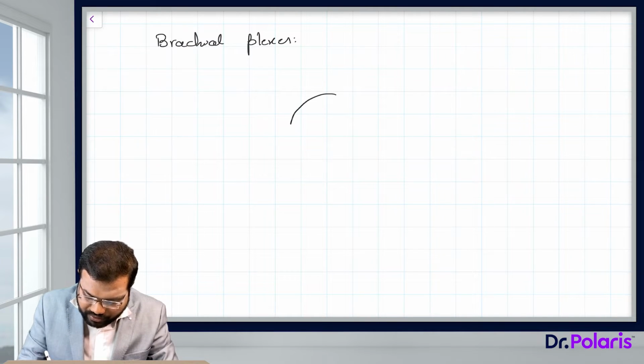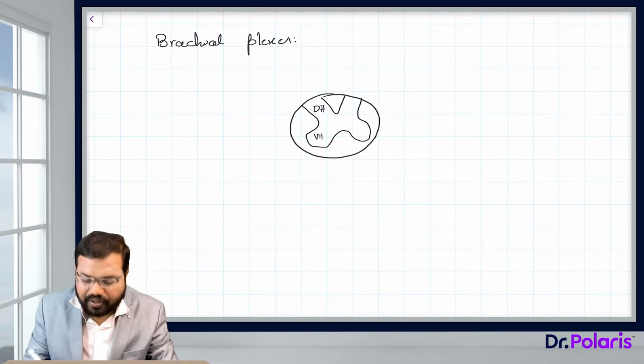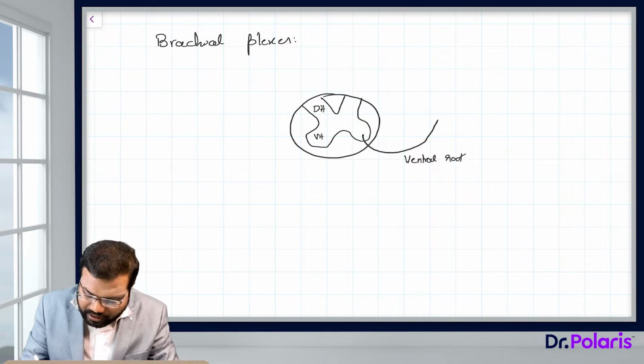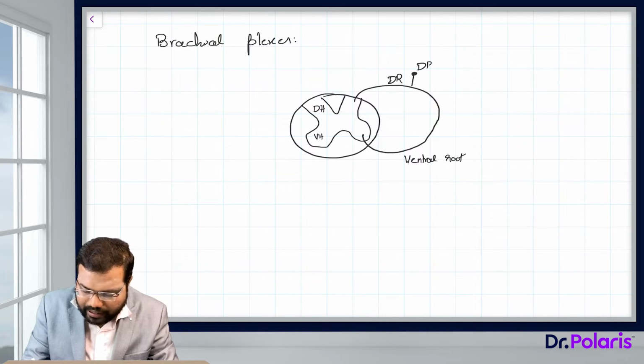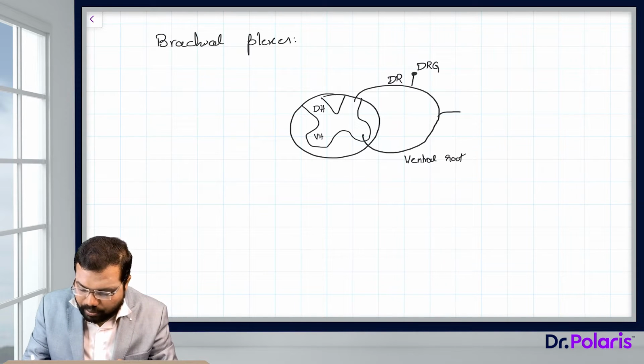Let's imagine this is a cross section of the spinal cord with its dorsal horn and the ventral horn. From the ventral horn there is a root called the ventral root. And from the dorsal horn there is a root called the dorsal root, and there is a ganglion called the dorsal root ganglion. Both the dorsal root and ventral root fuse to form a spinal nerve or spinal trunk.